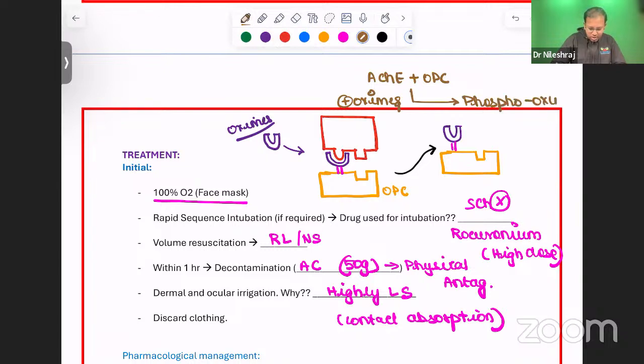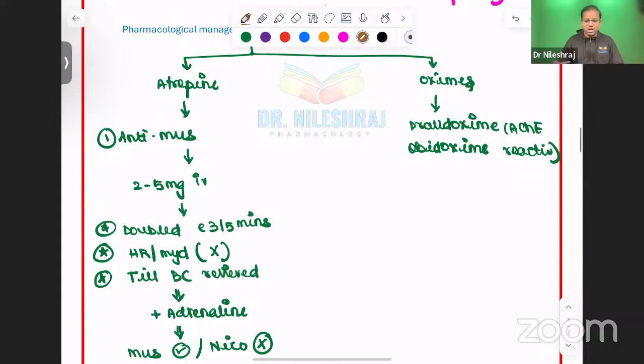It will produce a molecule called phosphooxim complex. As the name itself implies, phospho means organophosphorus, and oxim means the oximes or pralidoxime which was administered. Because of this complex, it will be thrown out from the body. The acetylcholinesterase enzyme is getting reactivated. That's why these molecules are called acetylcholinesterase reactivators.